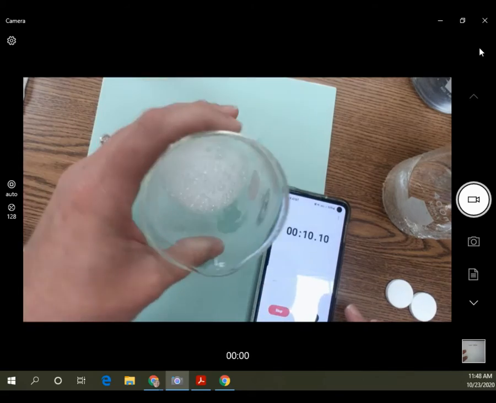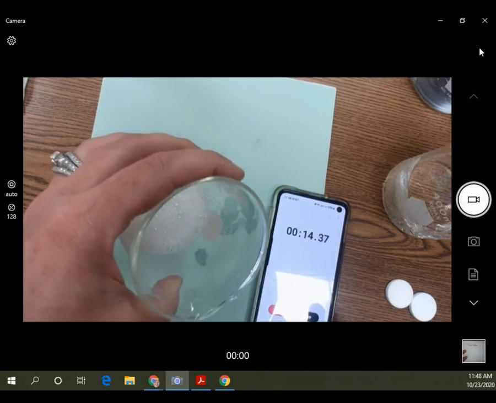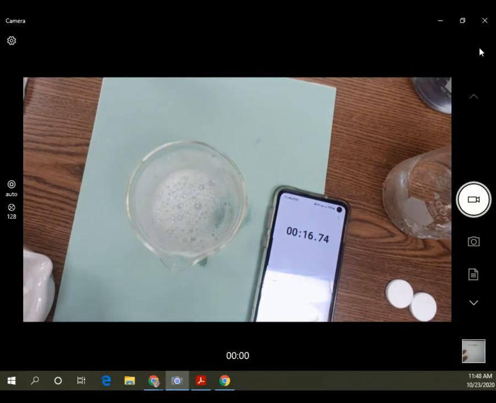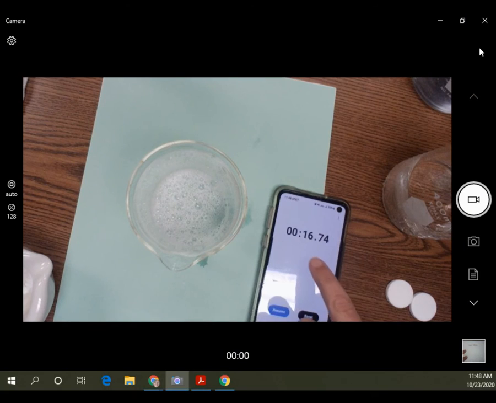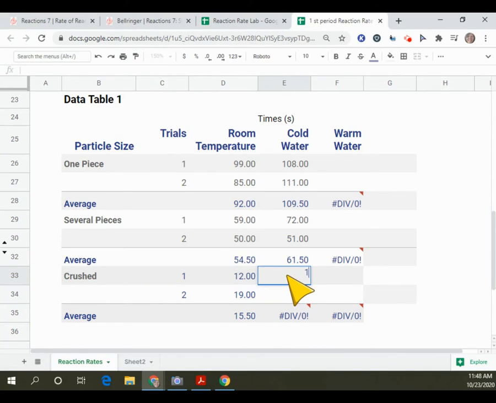No more solid material. Okay, 16.7, so that's basically 17 seconds. Go back and write down our data. All right, let's do it one more time.